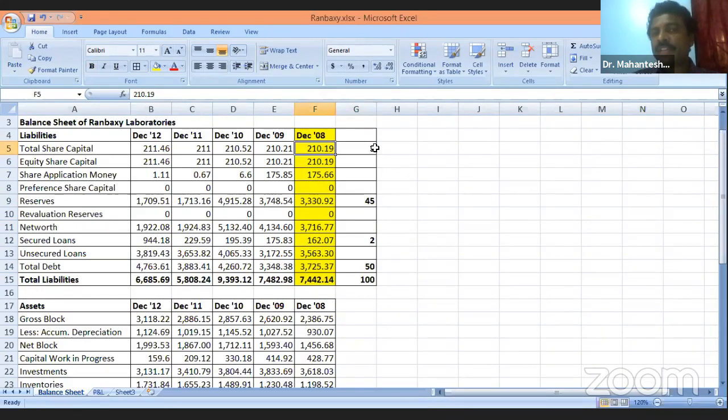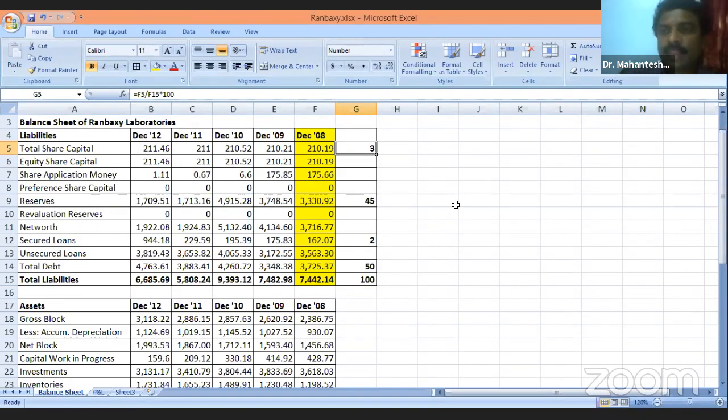Remembering equity share capital is very easy now, it is 3% of the total liabilities. Just remember the total liabilities, which is about 7,500 crores. 7,500 crores is the total liability, of which 50% is total debt, 45% is reserves, 3% is total share capital. Of this, 2% is secured loan and some percent is unsecured loan. Like this, for every variable you see what percentage it comprises of in the total liabilities.